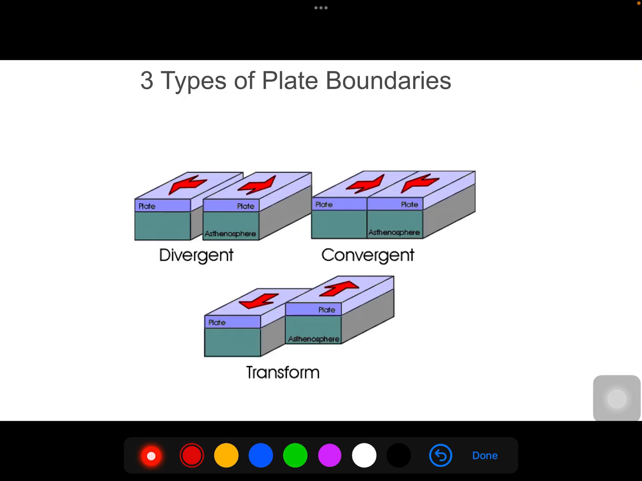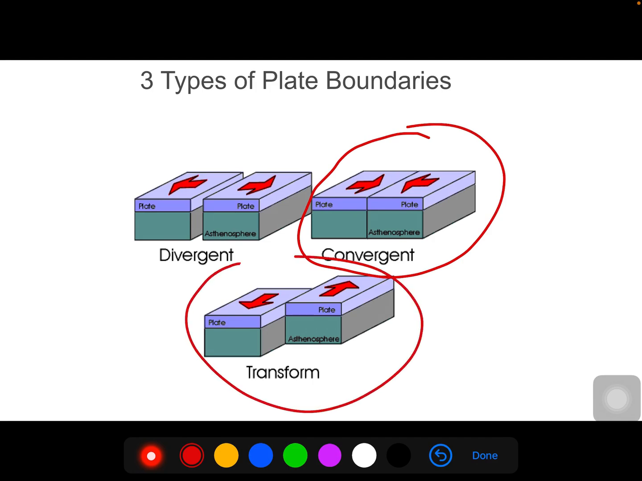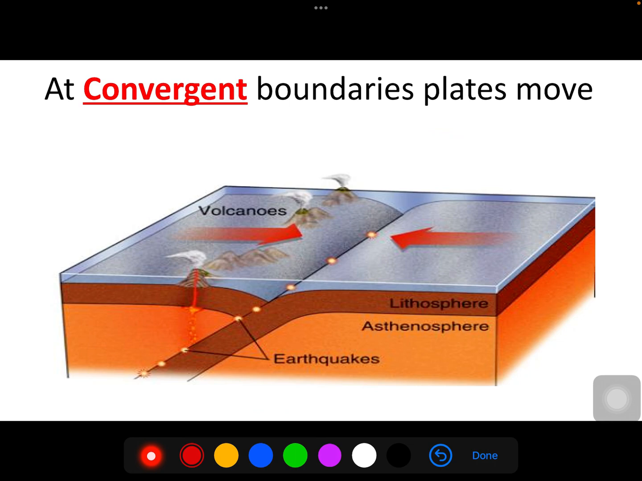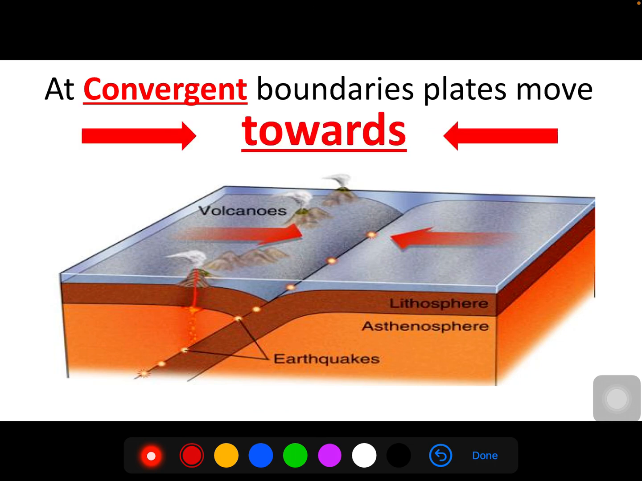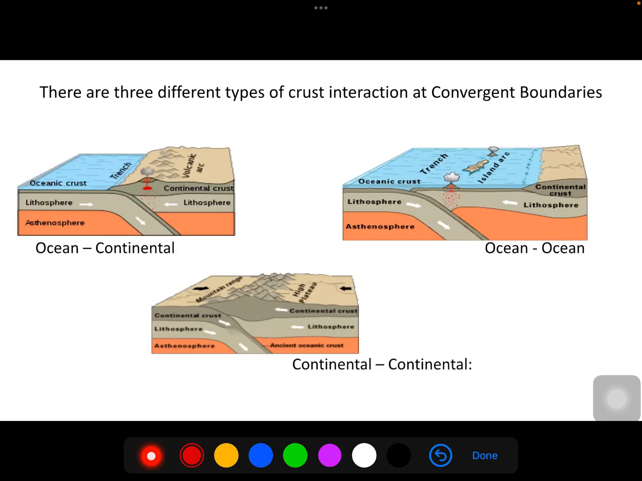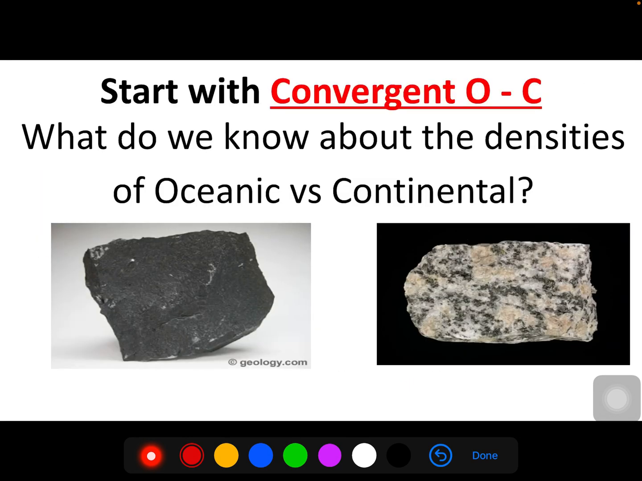Okay, so let's move on. We're going to start to talk about convergent boundaries today, and then we're going to also get into transform boundaries. So a convergent boundary is when the plates are moving into each other. They're moving towards each other. Okay, there's a couple different examples depending on what type of crust is involved. You can have ocean-continent, continent-continent, or ocean-ocean. Okay, so let's start with talking about ocean-continent.